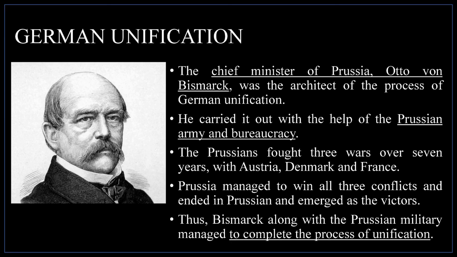The chief minister of Prussia, Otto von Bismarck, was the architect of the process of German unification. He carried it out with the help of the Prussian army and bureaucracy. The Prussians fought 3 wars over 7 years with Austria, Denmark, and France. Prussia managed to win all 3 conflicts, and this ended in Prussia emerging as the victors. Thus, Bismarck, along with the Prussian military, managed to complete the process of unification in a very short period of time.